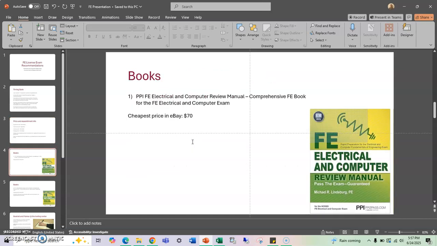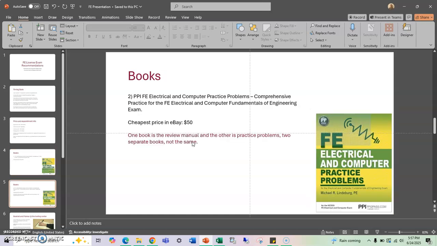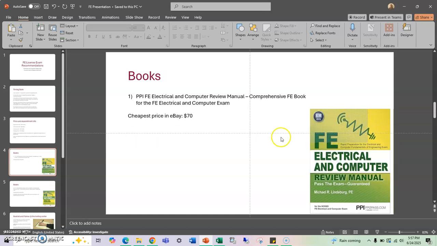I'm gonna talk about the books that I use. So first book, there are two different books. They kind of look similar, but they are not the same book. The first book is the API reference manual. This manual is from 2015. It's only the book. On eBay it cost me approximately like $70.